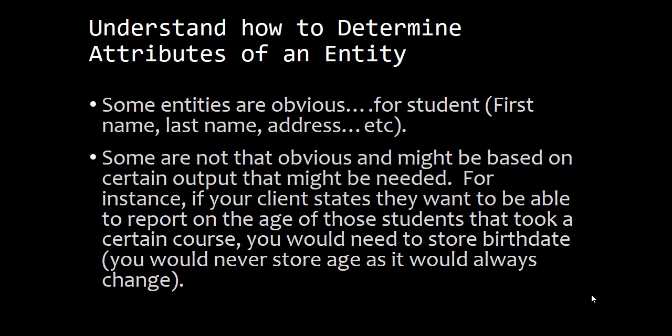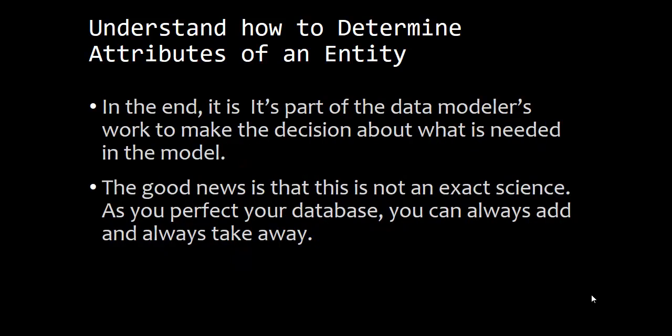In this case, it becomes very obvious because if we want that type of reporting, we couldn't get it unless we knew the actual age of every instance, in this case, every student within our database. Does that make sense? But once again, it's nothing to really fret about. In the end, it's part of the data modeler's work to make the decision about what is actually in the model. That is true. In some cases, somebody might say, well, a nice characteristic about a student is what their hobbies are. If we're never going to use that data, I don't think it's something we actually want to store.